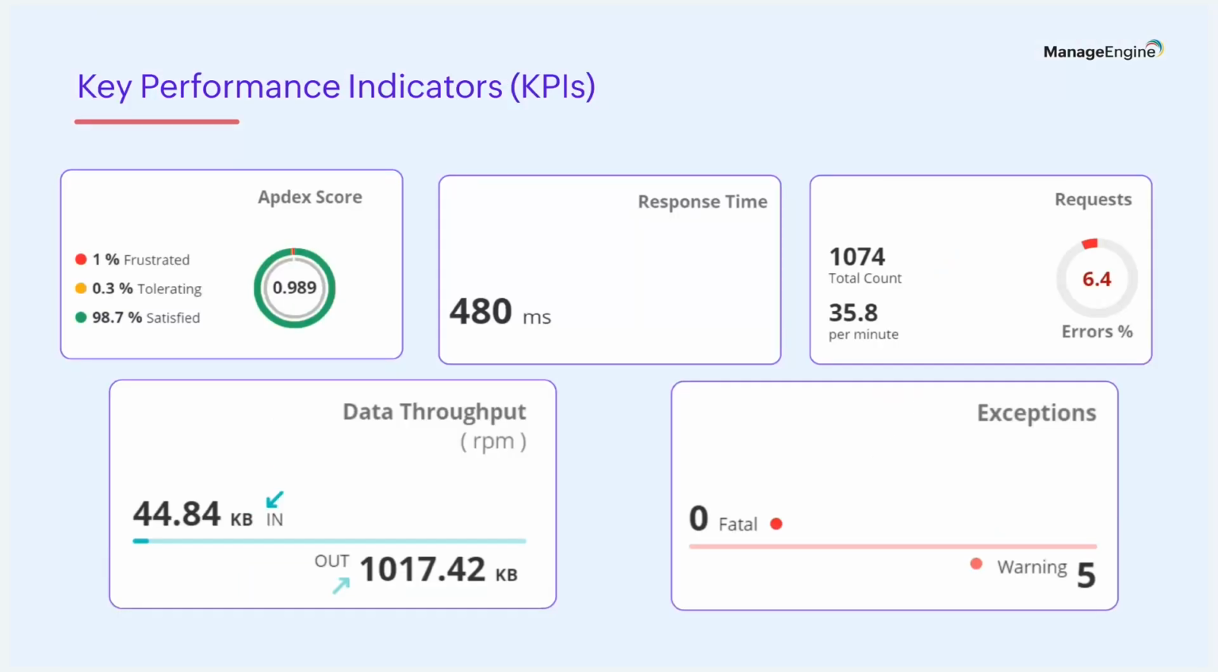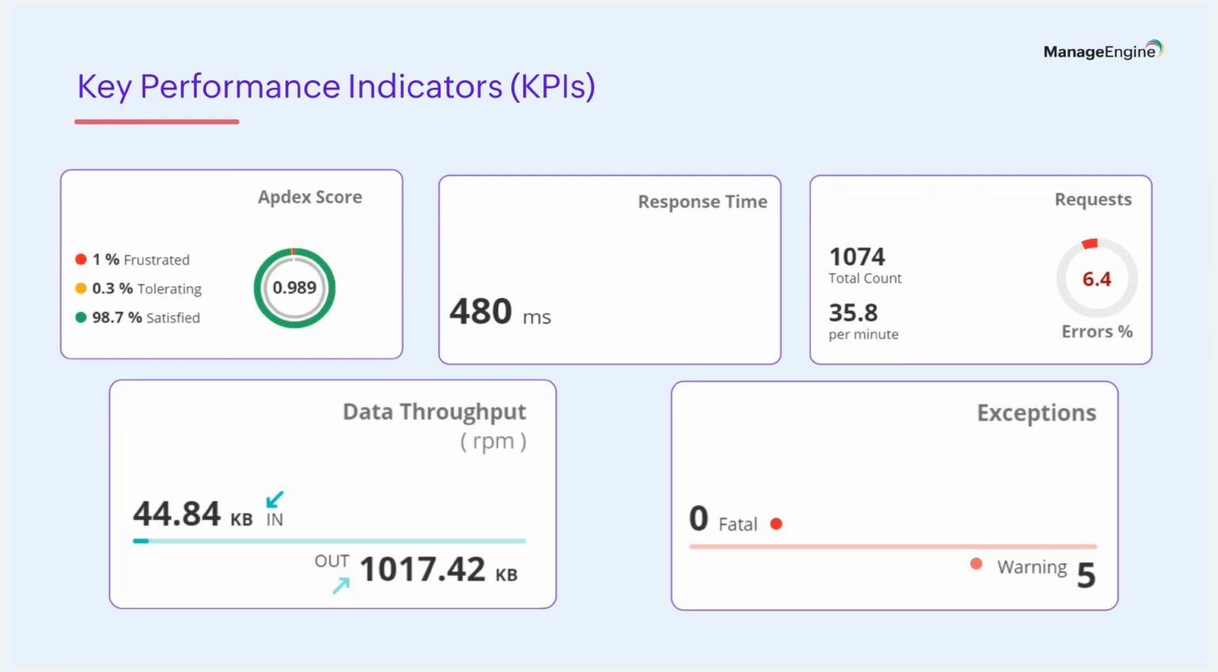Now in this slide, we can see some of the key performance indicators in the APM Insight feature. The first one is the APDEX score. The APDEX score is a numerical measure of user satisfaction with the performance of the application's response time. The second one is the response time.